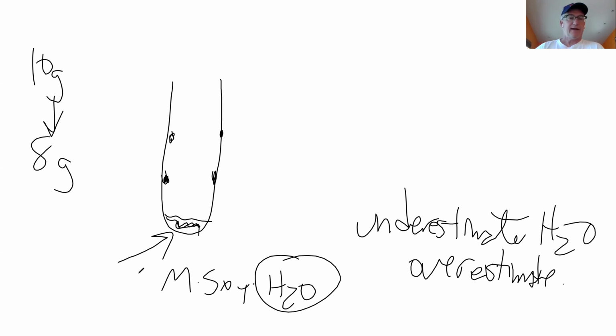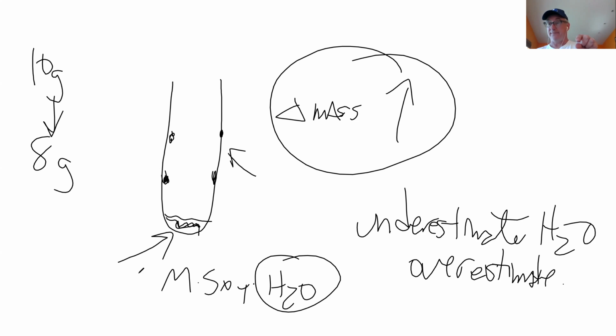Yeah, exactly. That difference in mass, that delta mass, is going to be higher than it should be because it's also looking at the mass of water that's on the side. So it's going to look like I've lost more water than I actually have. So my delta mass will be overestimated. And it's the delta mass, the change in mass, that tells me how much water is present in this molecule. So that will be an overestimate.